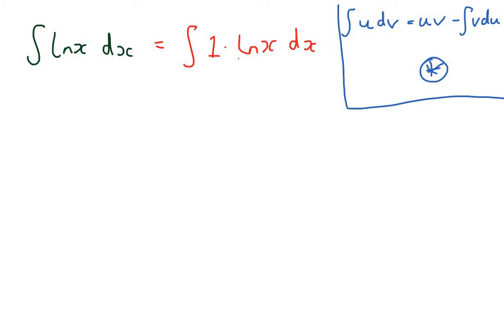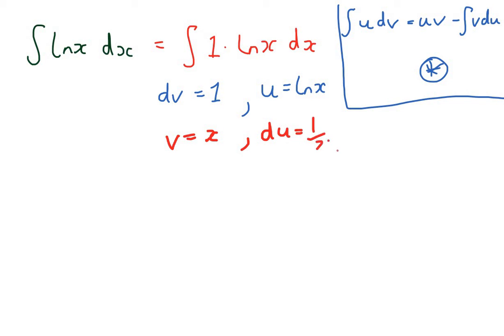So in this case, our dv is going to be 1 because we want to integrate it. And we already know how to differentiate log x. That's nice and easy. It's just 1 over x. So that is our u. Okay, so let's find v and du. Well, v is just going to be x, because if we differentiate v now, we get 1. And du is going to be 1 over x.